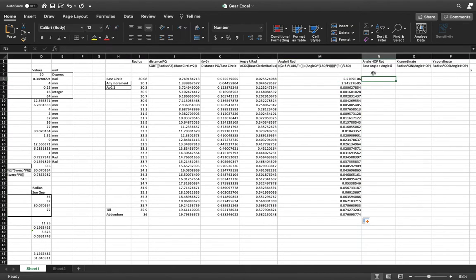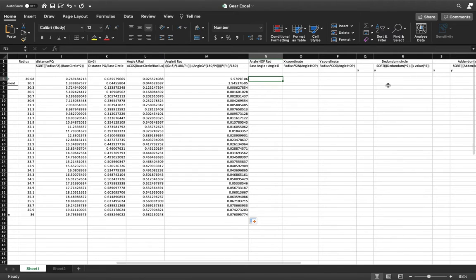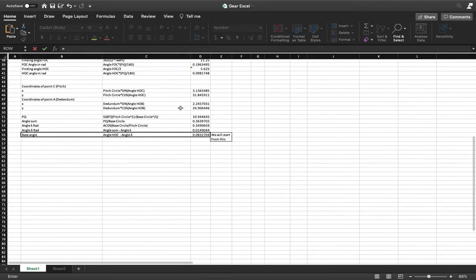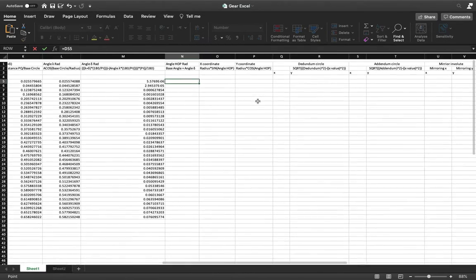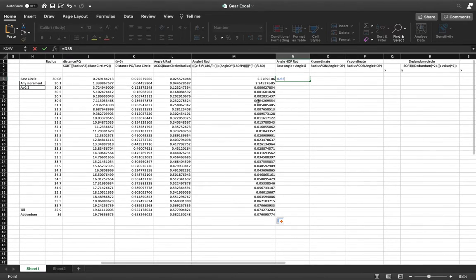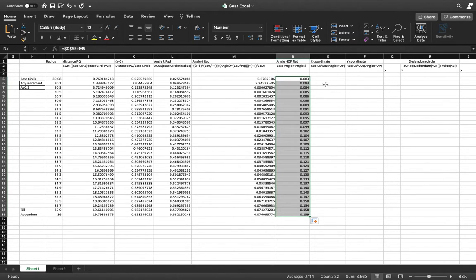Yeah, correct. Now the angle HOP, which is the final thing, is equal to the base angle, which is this, and it's constant, plus the new angle that we added by moving our hand, as I showed you in the picture. Now the x-coordinates, simple.